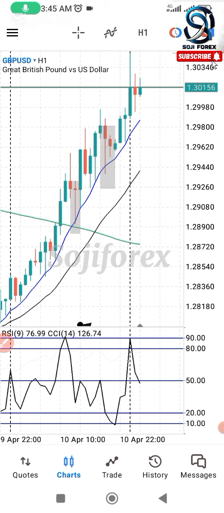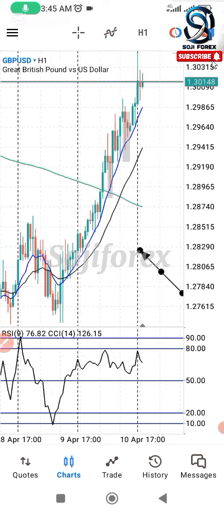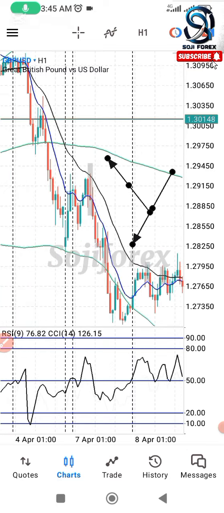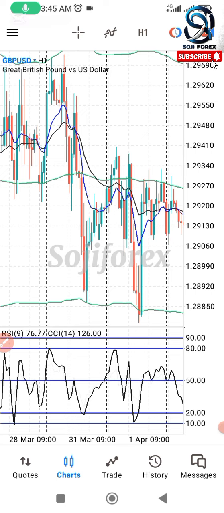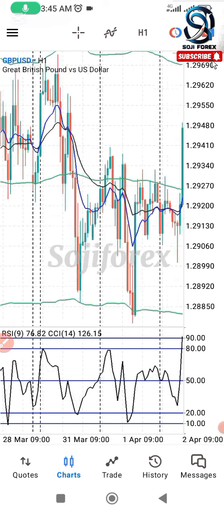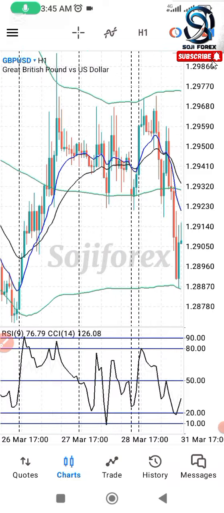So this is workable. This is very much effective as far as trading is concerned. You can see how this works. Always in the direction of the trend. It has to be in the direction of the trend.